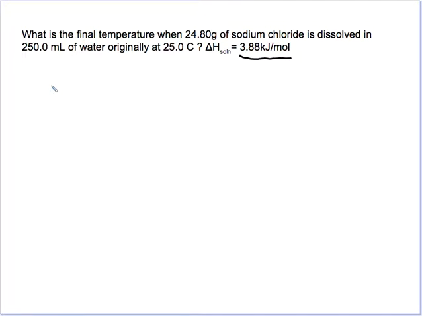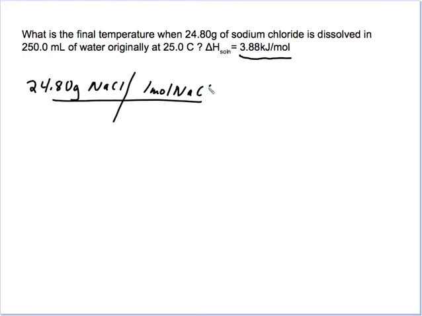So first of all, let's change it to moles. So we're going to take our 24.80 grams of sodium chloride and we're going to change it to moles. And so in 1 mole of sodium chloride, there's about 58.43 grams of sodium chloride. So that's going to equal about 0.424, we'll just stop there. 0.424 moles.